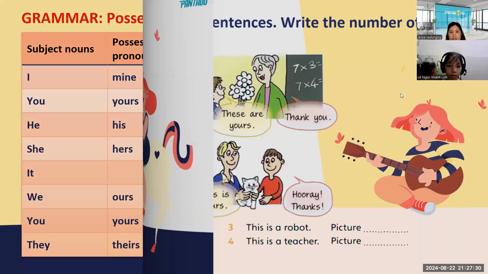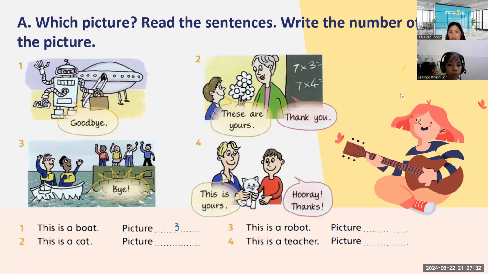Okay. So here, Lynn, I want you to look at the picture, read a sentence, and write the number of the picture. For example, I have here 4 pictures: 1, 2, 3, 4. You just have to understand the given sentence and then write what picture number it belongs to. For example, this is a boat. Which picture shows a boat? Picture 3. Okay, good. Now, Lynn, I want you to do 2, 3, and 4. Go.